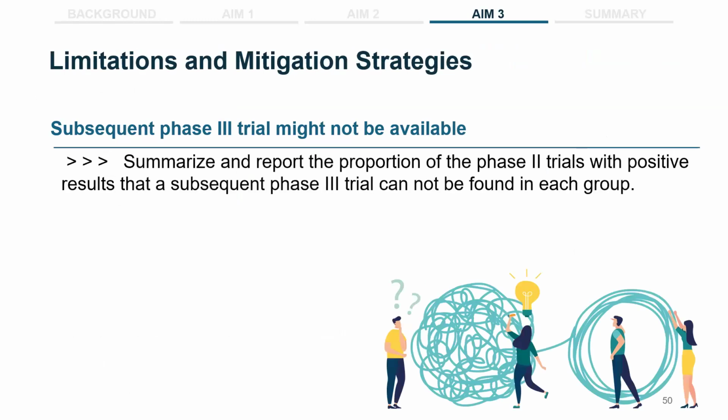The major limitation in this aim is that the subsequent phase 3 trial may not be available. Under that circumstance, we will summarize and report the proportion of phase 2 trials with positive results for which subsequent phase 3 trials cannot be found in each group, and see if it's a big issue and evaluate from there.